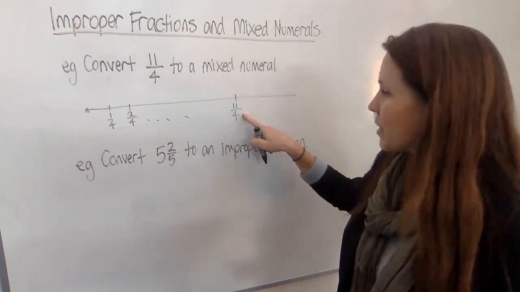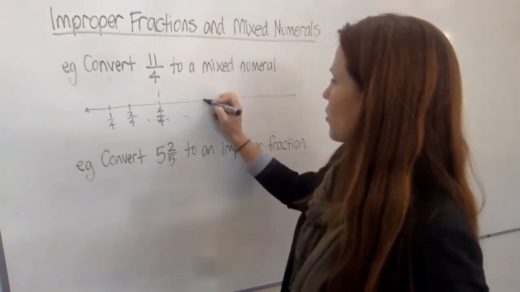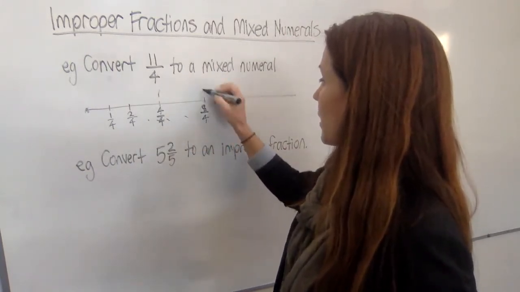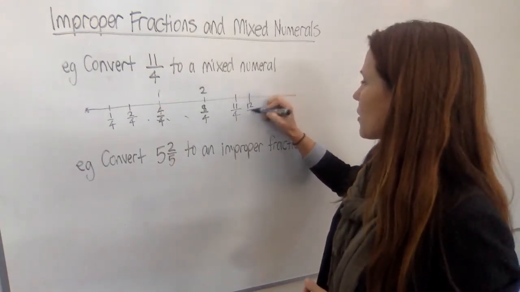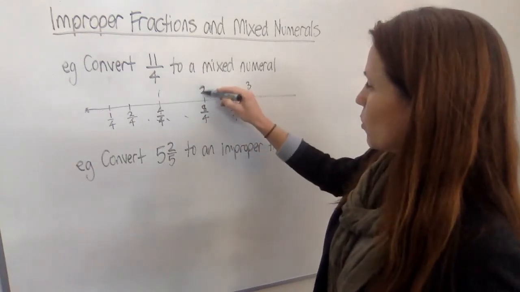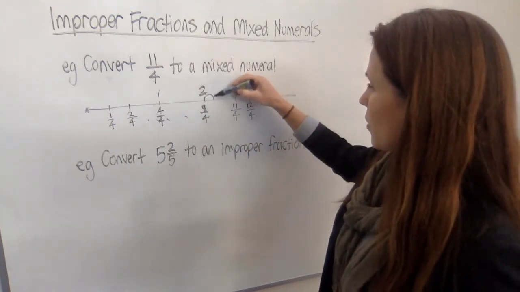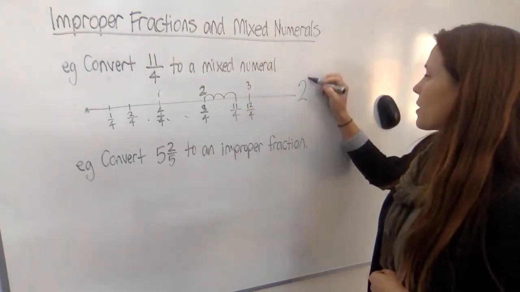and how many whole numbers there's been, well, by the time you get to 4 quarters, you know that's 1. And then you could put in 8 quarters and you know that's 2. And you could think, well, 12 quarters, that's going to be 3. So you can see here that from 2, you need to go up 3 more quarters to get to 11 quarters, and you come up with your answer that way.